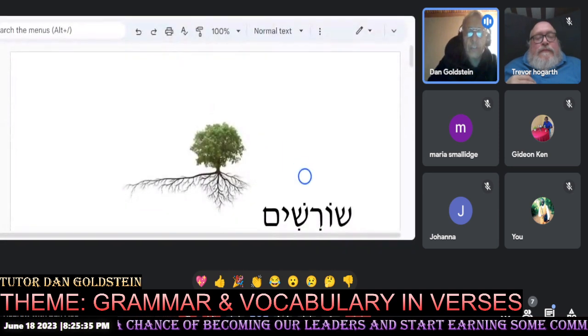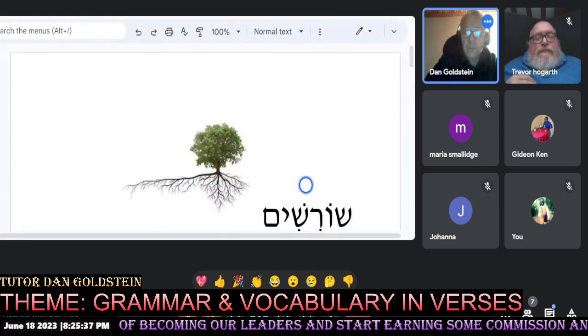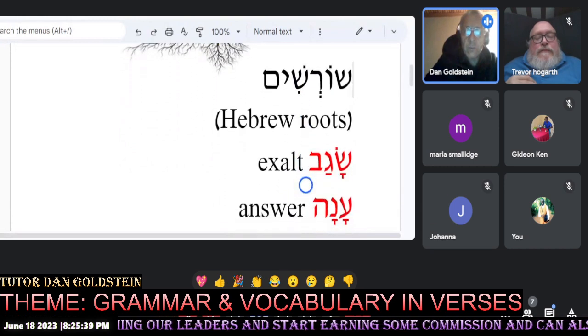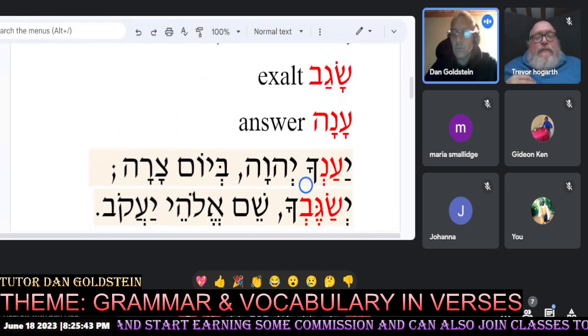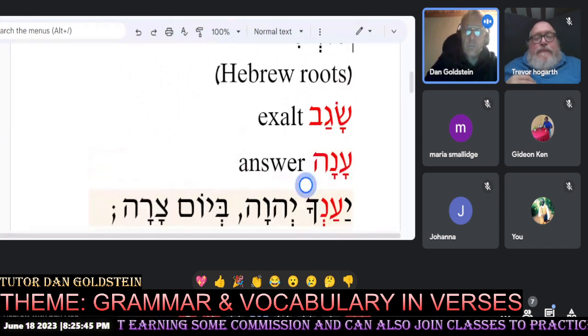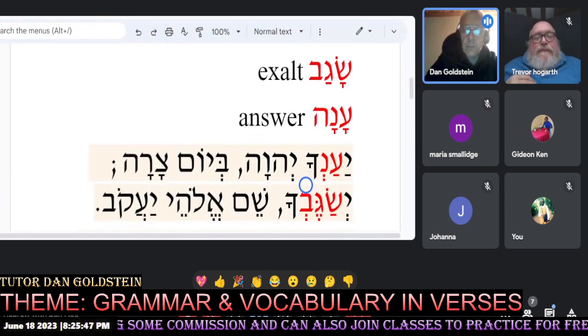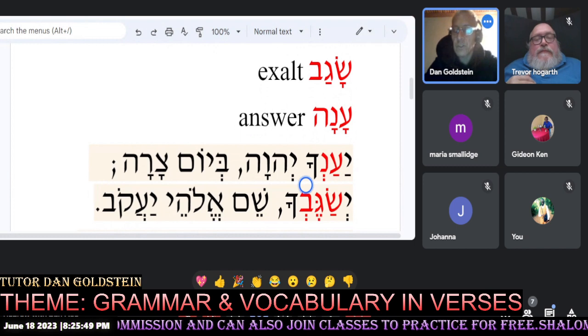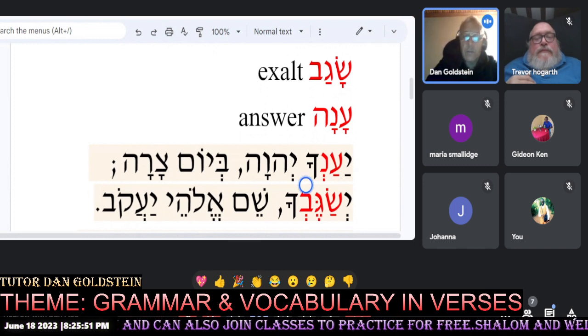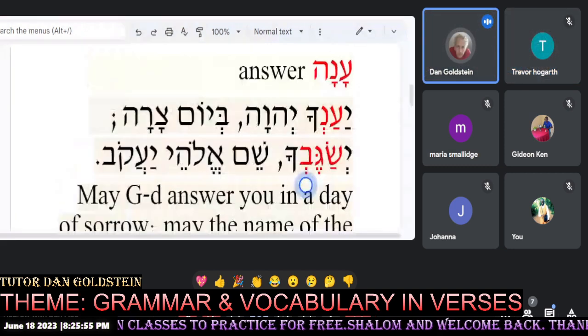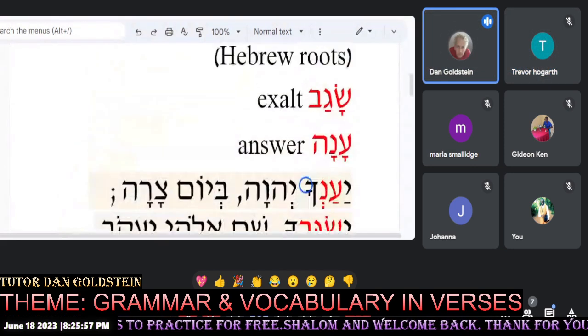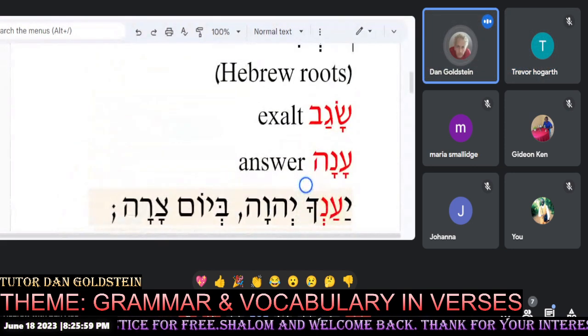The word shorshim means roots, and we're studying Hebrew roots. I'm going to ask Joseph to lead us in reciting the vocabulary words, the two Hebrew roots that we're going to discover in the first verses of Psalm 20, verse 2. Joseph, could you take it over from here?